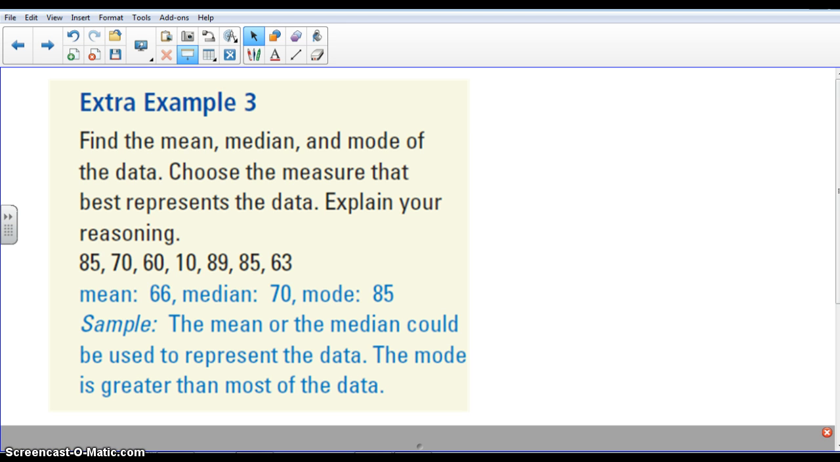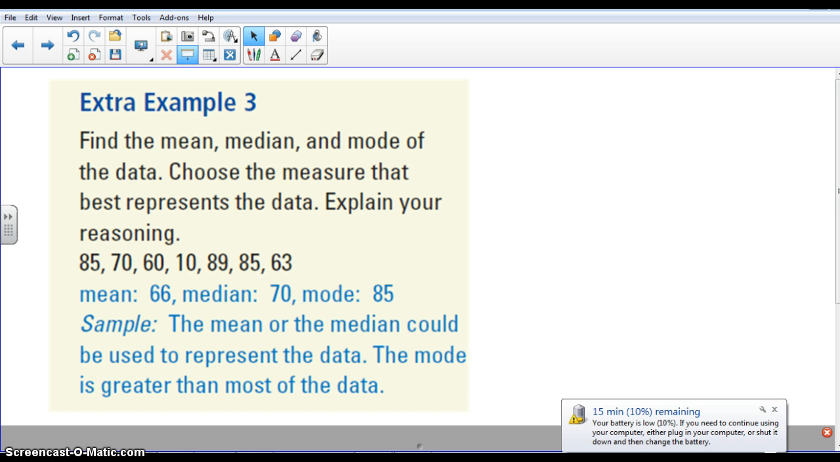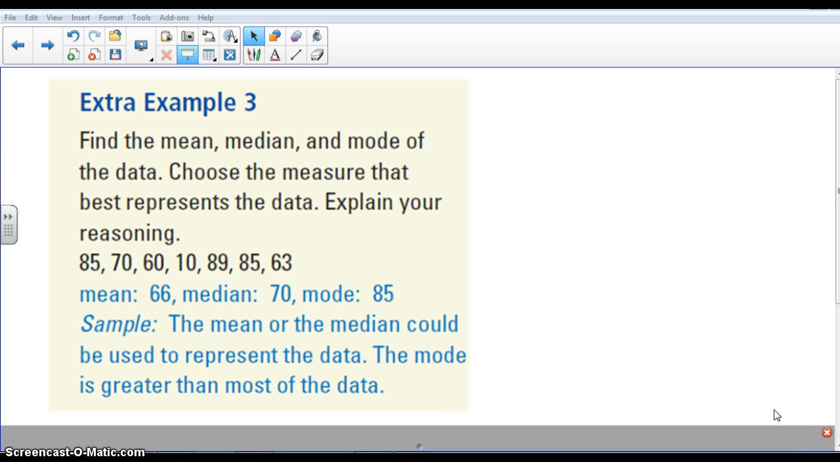Okay, so here are the answers for the mean, median, and mode. Mean is 66, median is 70, mode is 85. The mean or the median could be used to represent the data. The mode is greater than most of the data. I want you to look at your line plot and see if that makes sense. Does it show that? If it does, you're good. Now I want you to do the on your own numbers 4 and 5 and just figure out the mean, median, and mode and come back for your answers.